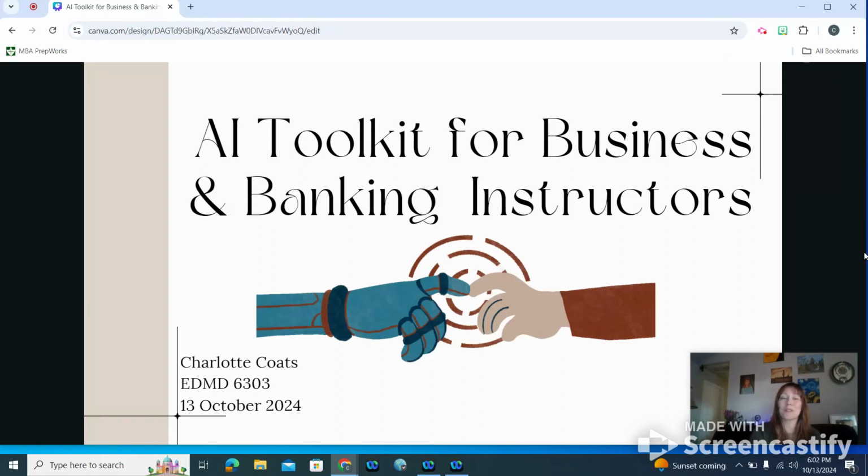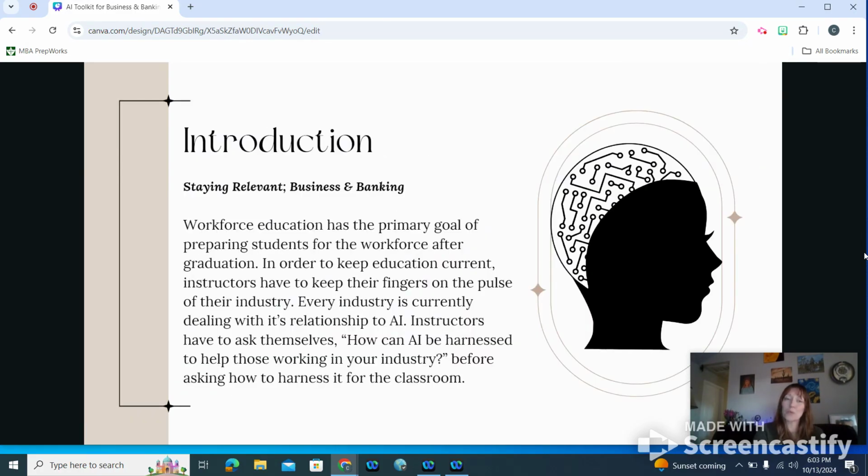The topic that we're going to be covering is the AI toolkit that could be used for business and banking instructors. I'm Charlotte Coates and I am an online banking instructor myself. So what are some of the things that I'm looking for in help in my classroom?